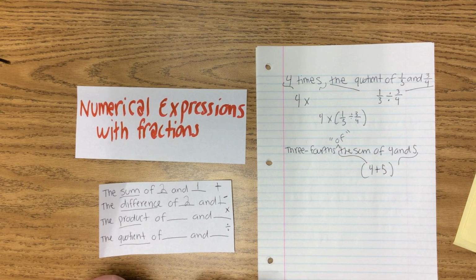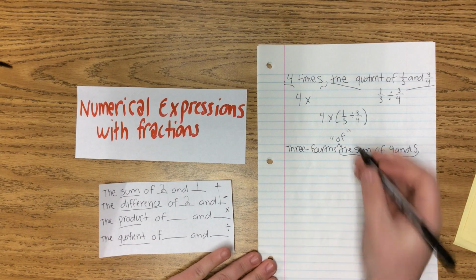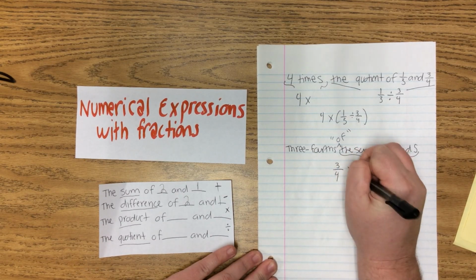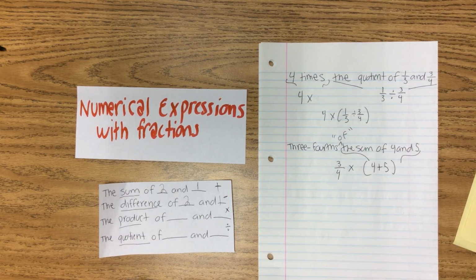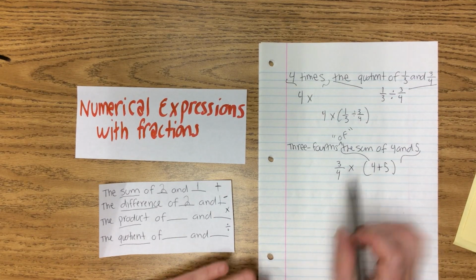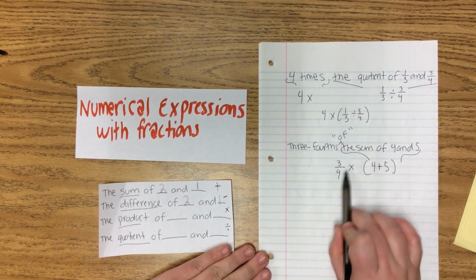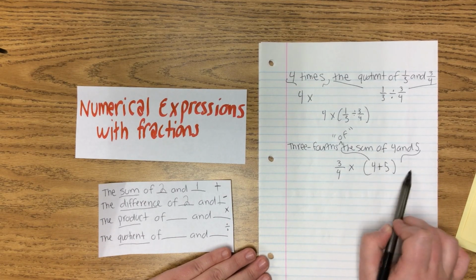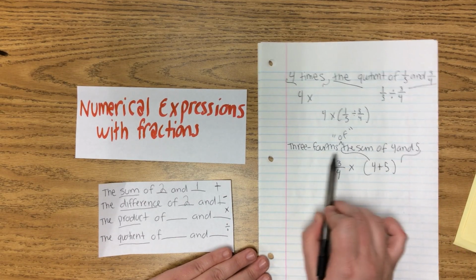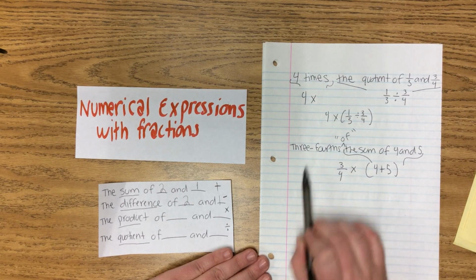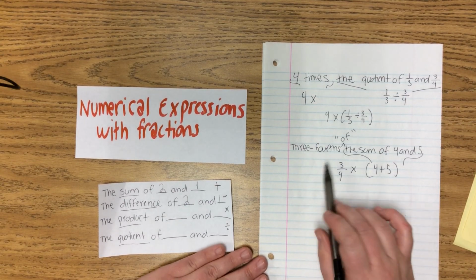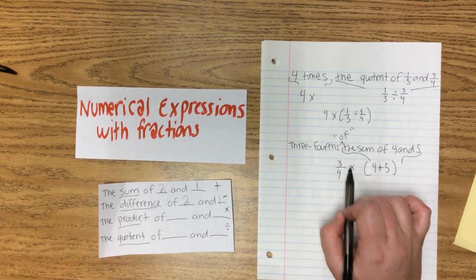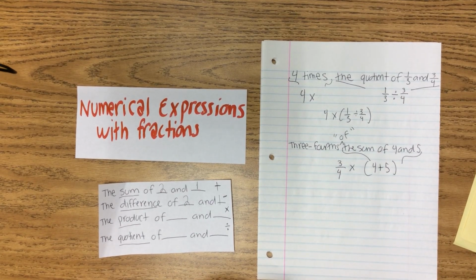So 3/4 of the sum of 4 and 5. Well, 3/4 of means I do 3/4 times 4 plus 5. You can't assume that because it says sum, that means you're going to just have addition. You're going to have addition in the area that it requires, and then you need to use the rest of the problem to figure out what's left over. In this situation, you're left with 3/4 and your secret of to know that it's 3/4 times 4 plus 5.